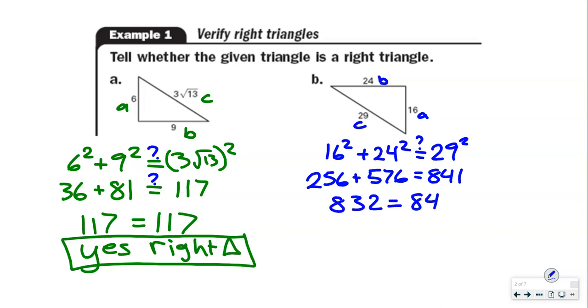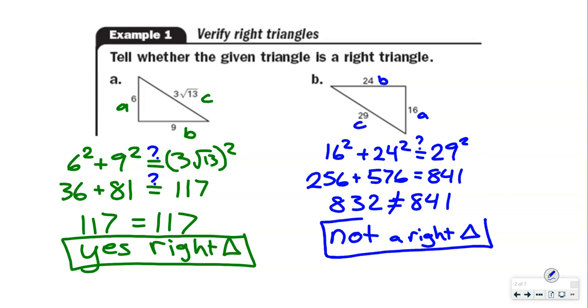So 832 does not equal 841. So I put that line through the equal sign showing it does not equal. So it is not a right triangle. Or no, not a right triangle. So our two sides have to come out equal for them to be right triangles.